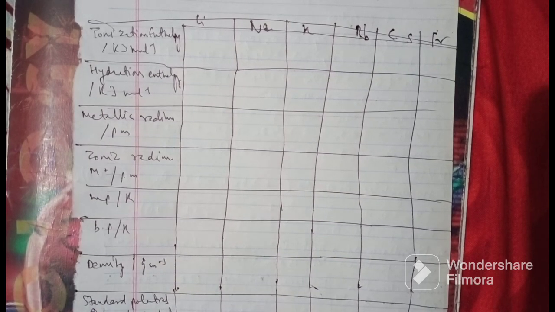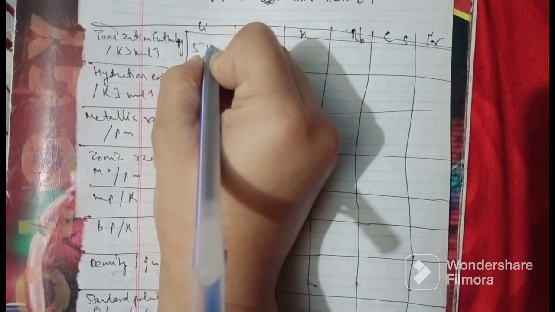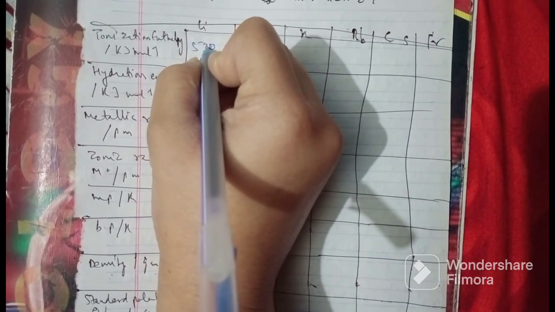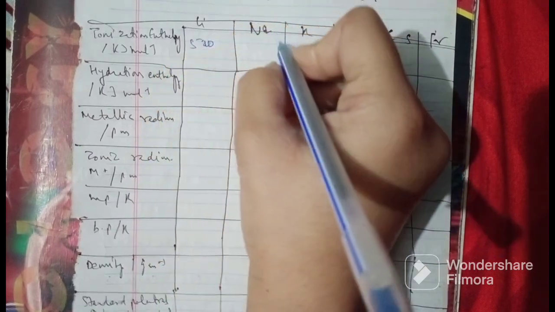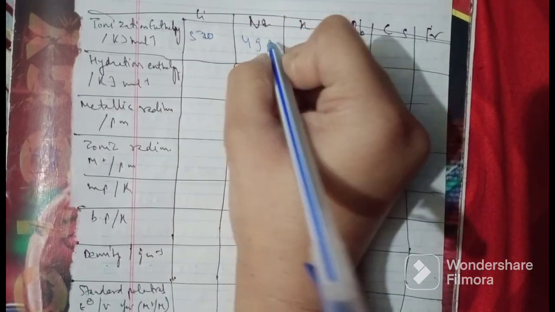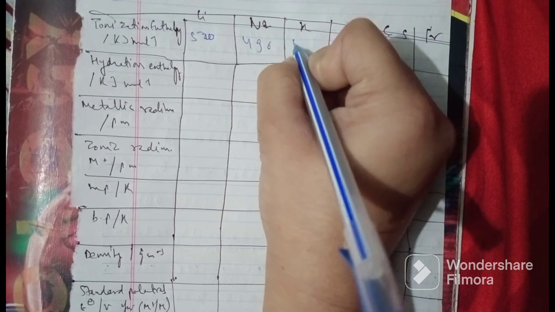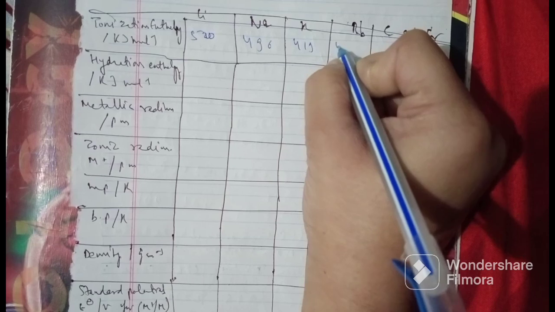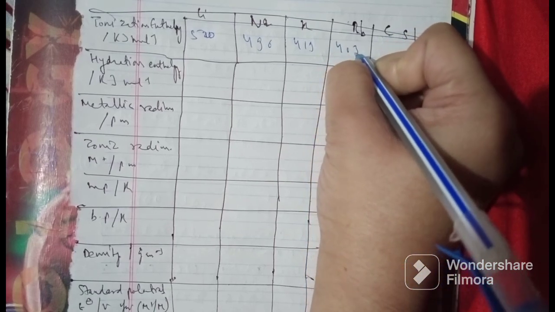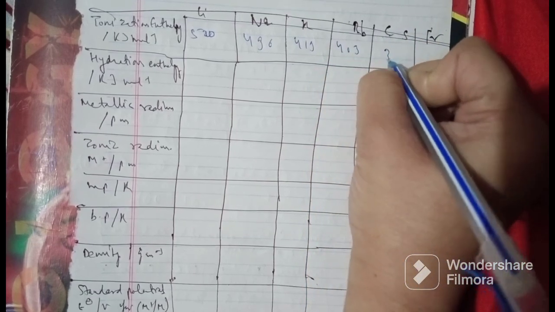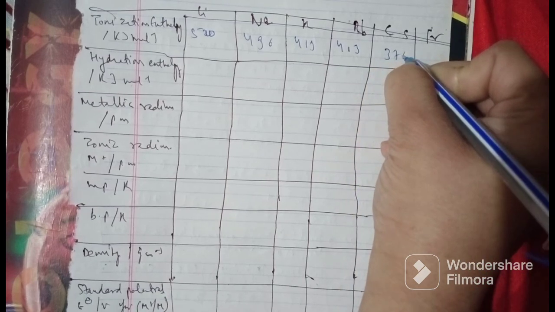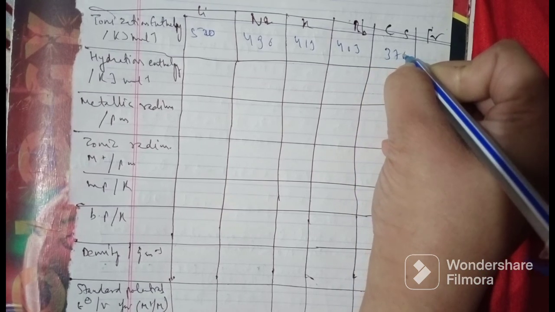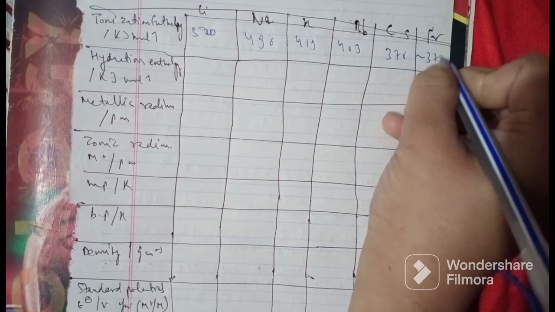So for ionization enthalpy, 520 for lithium, for sodium it is 496, for potassium it is 419, for rubidium it is 403, for cesium it is 376, and for francium it is about 375.